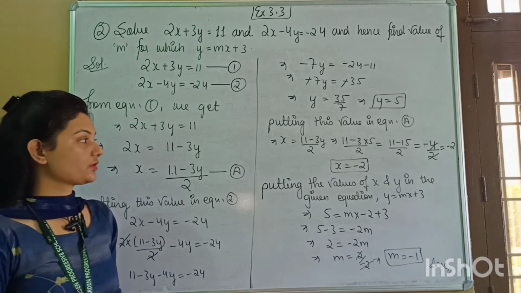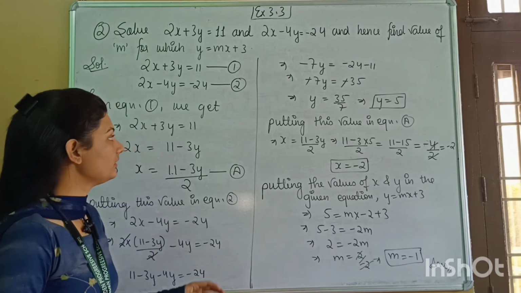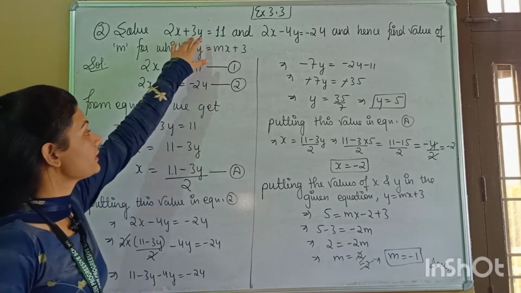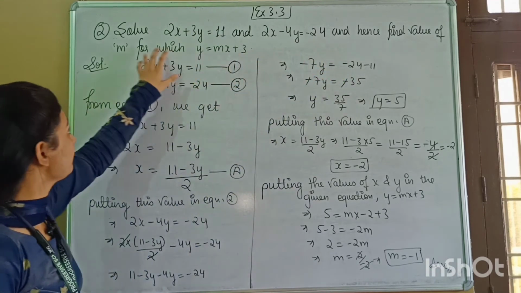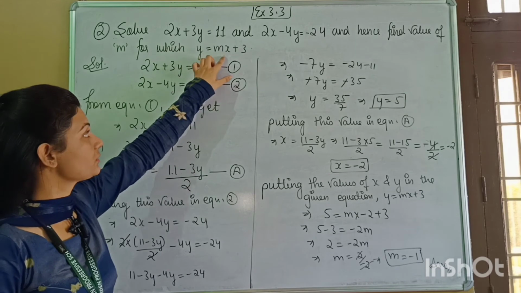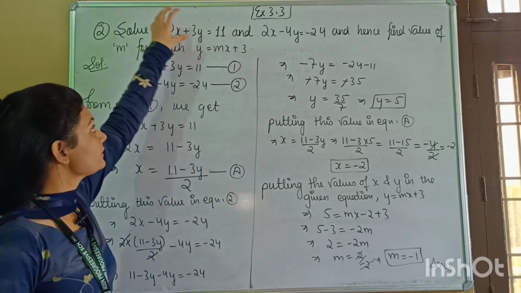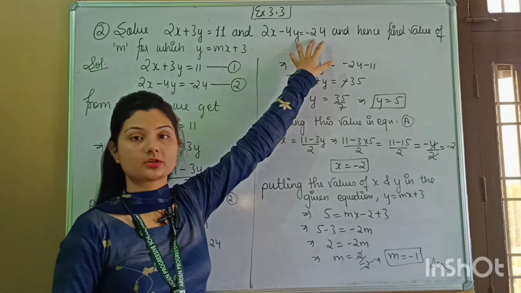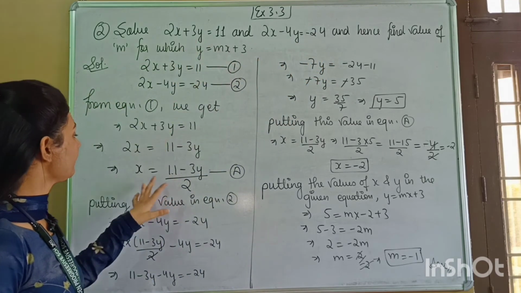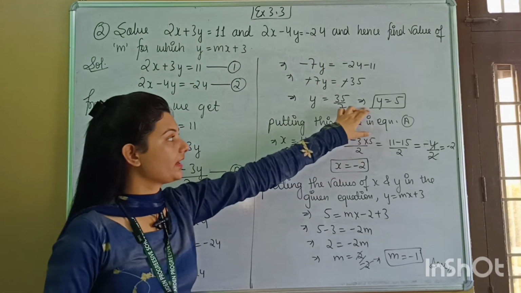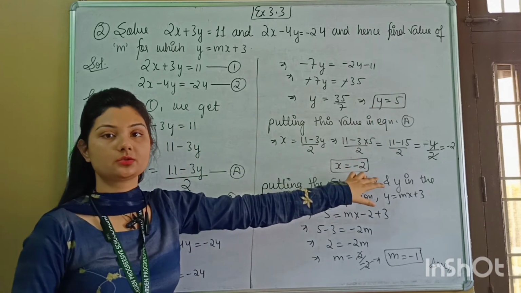See, what was the question? Let us quickly revise the solution. We were given two linear equations and we have to find the value of m for which y is equal to mx plus 3. After solving these two given linear equations by using the substitution method, we get the values of x and y, that is y is 5 and x is minus 2.